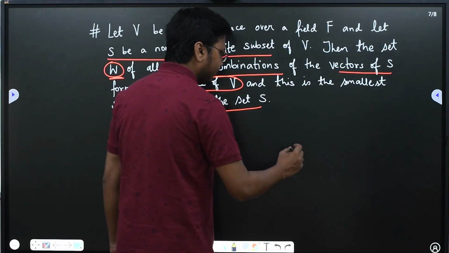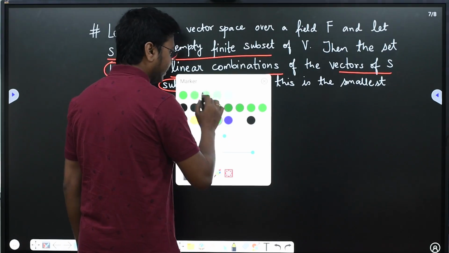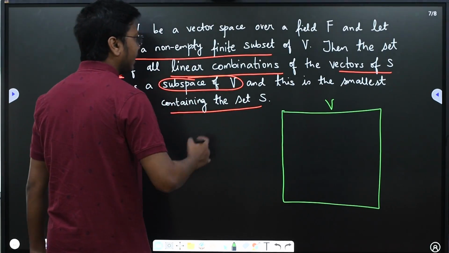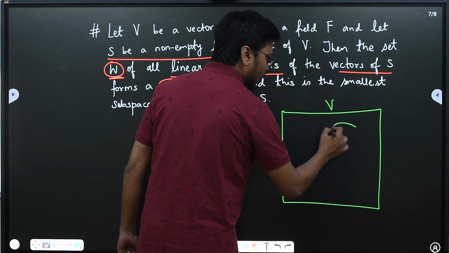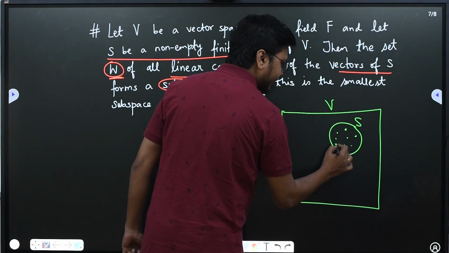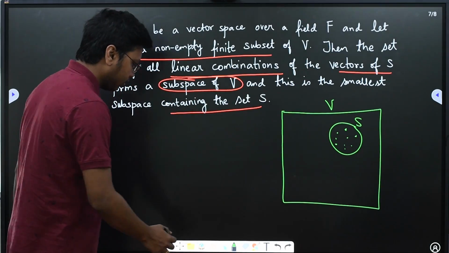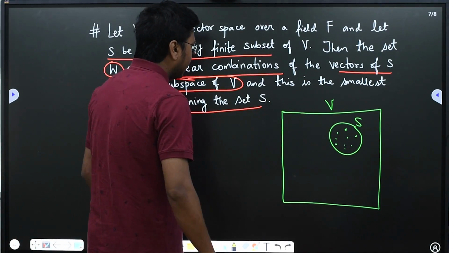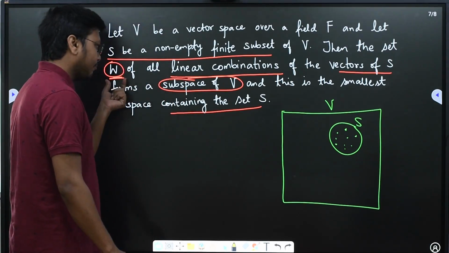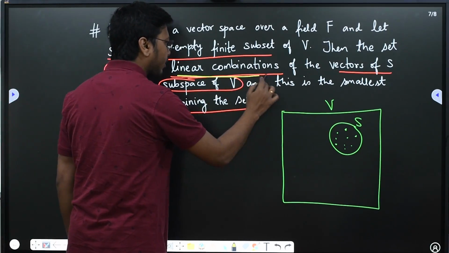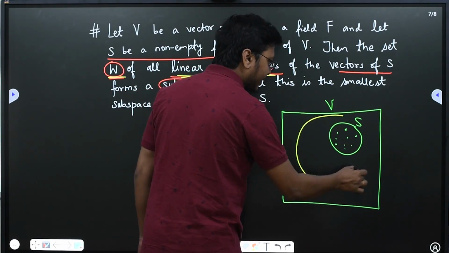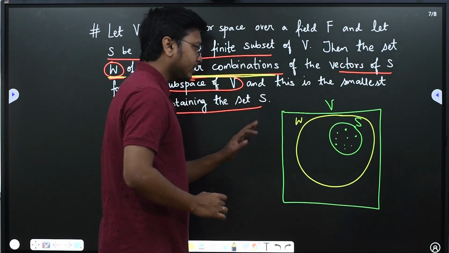So what has been told over here, that I have a vector space, let's say this is my vector space V, and I have a set S, it's a non-empty and a finite set. So I have a set S which contains some elements, let's say alpha 1, alpha 2, dot dot dot going up till alpha n, and I have to show that if I take the set W, which is the set of all linear combinations of the elements of S, so that means W is something like this, which obviously is going to contain S.